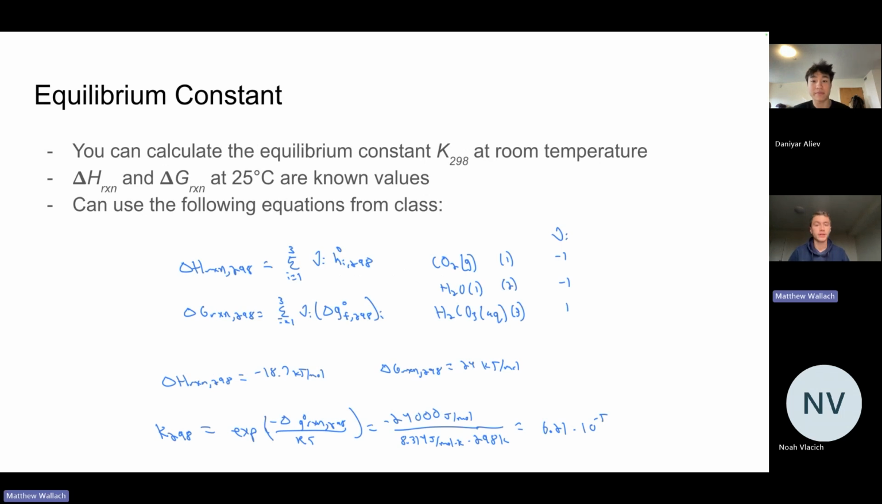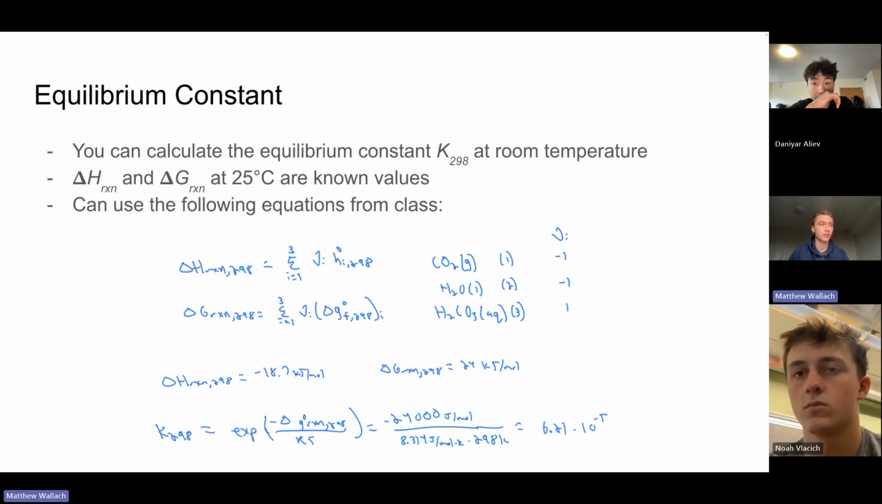So we can actually calculate the equilibrium constant at 298 Kelvin, or room temperature, around 25 degrees Celsius. At those temperatures, your ΔH of reaction and ΔG of reaction can be found because the ΔG of formation and the ΔH of formation are known values. Additionally, the coefficients of the reaction are known because we have, as Danny mentioned, CO2 plus H2O yields H2CO3. This means that the reactants will have a -1 coefficient and that the H2CO3 will have a +1 coefficient.